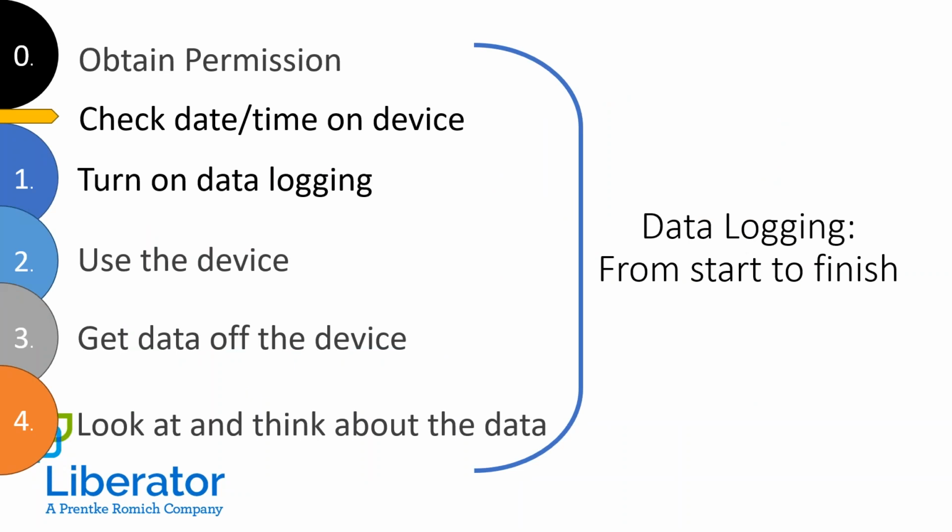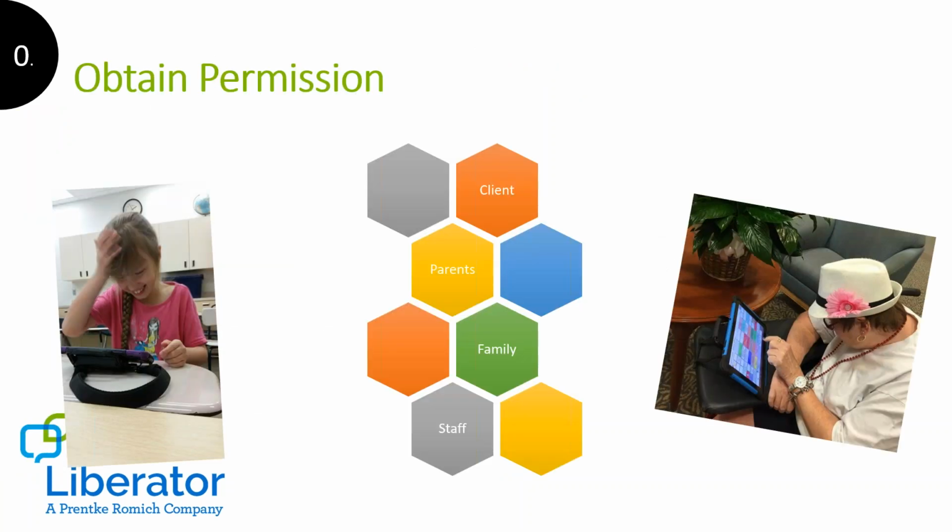This is a quick flow chart of the process around data collection and analysis. Obtaining permission is always the first step, and this is really, really important, and I can't stress that enough. I don't want anybody to go and turn on data logging on their client's device without obtaining that permission. Never. Whether it's a child or an adult client, we should always be getting permission.